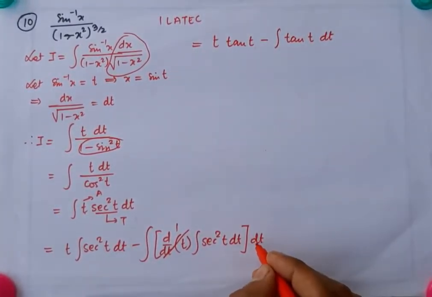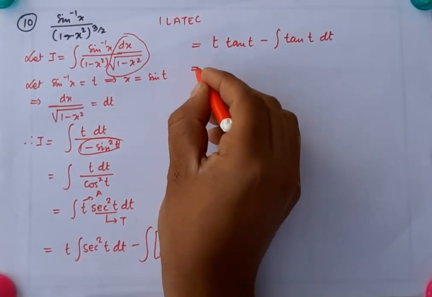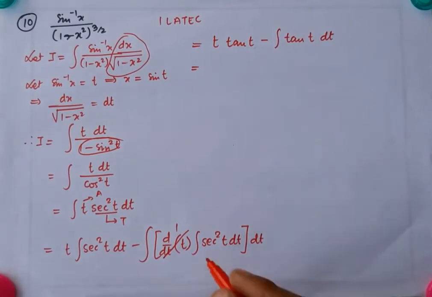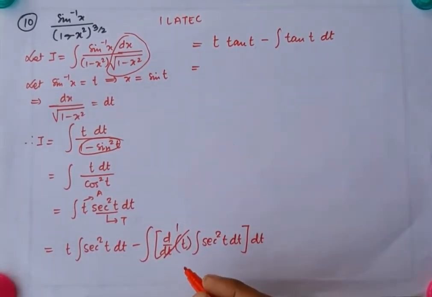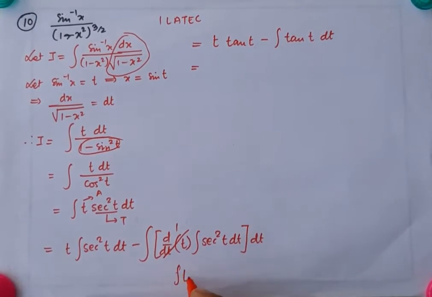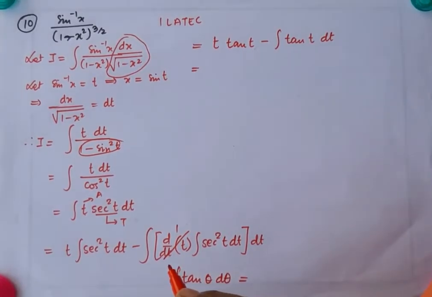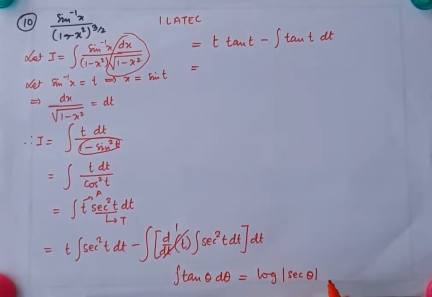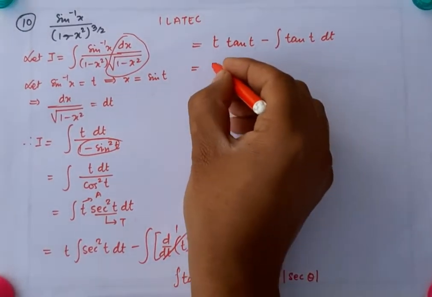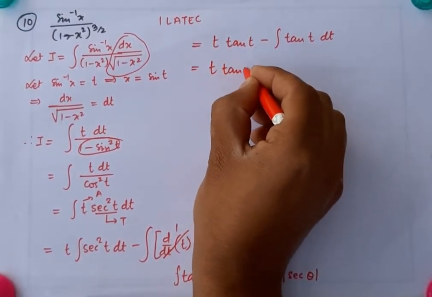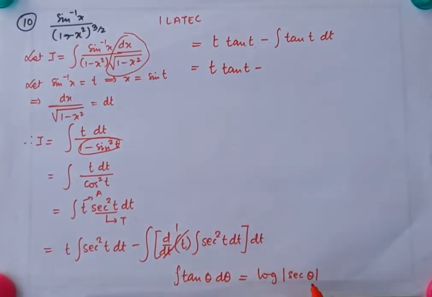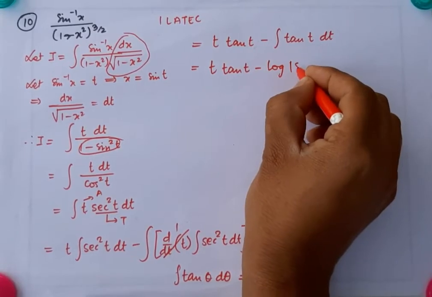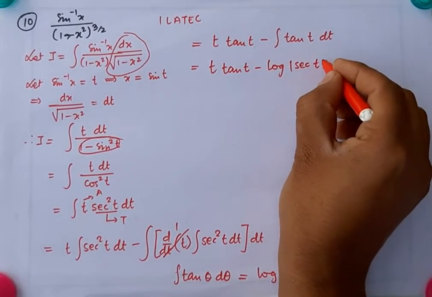Okay, so one more integral is there, isn't it? Now there's a formula, if you remember. Let me write the formula here. So the integral of tan theta will be equal to, so there was a formula from integration using substitution which said that this is equal to log of sec theta. So this was the formula. So let me put this formula. So this is t tan t minus integral of tan is how much? Log sec theta. And what is theta here? Theta is t, isn't it?